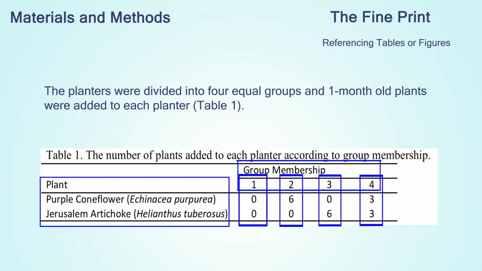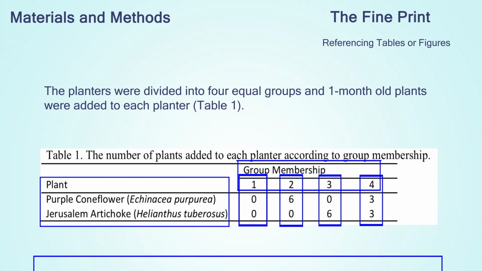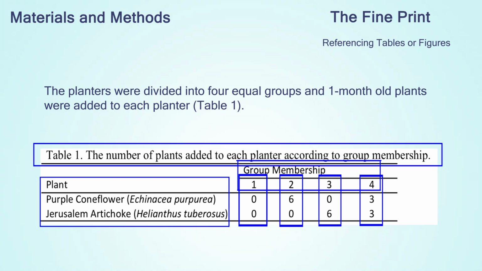Finally, each table should have a title that explains what the readers are seeing in the table. The title should be descriptive enough that anyone who saw this table independently of the rest of your lab report would understand what is represented in the table.